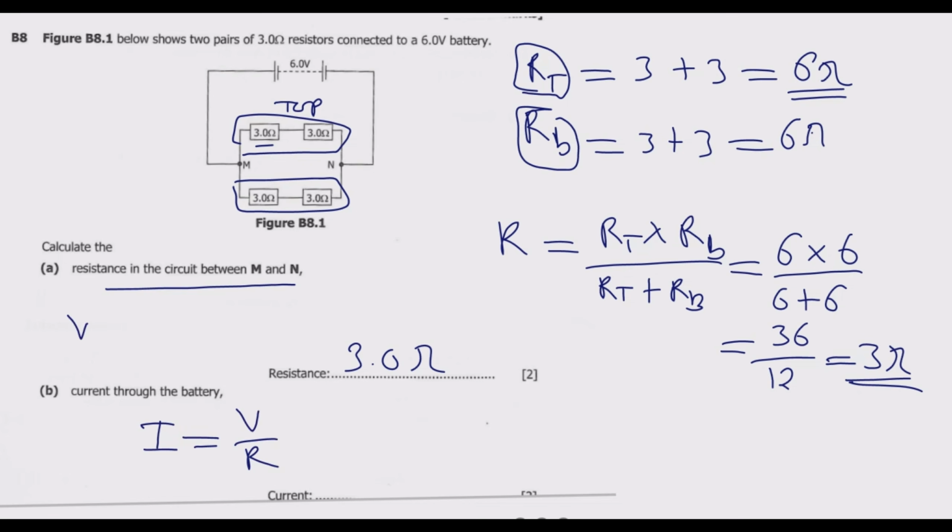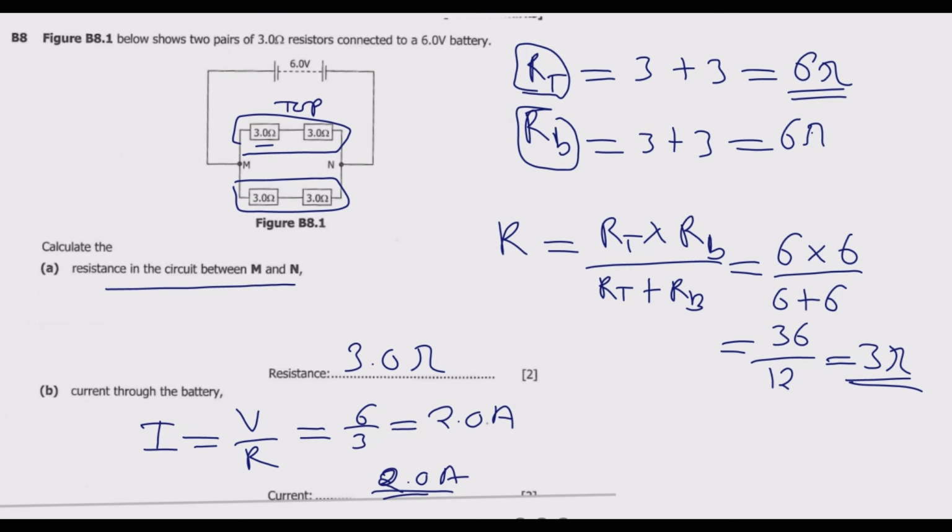Remember from the fact that a voltage is equal to basically the multiplication of a current and the resistance. So we have the voltage, which is 6 volts. We divide by the combined resistor, which is 3. We end up with 2.0 amps. So 2.0 amps is basically the current through the battery.